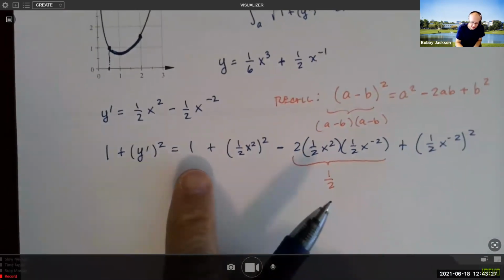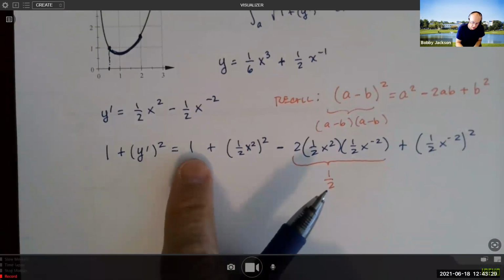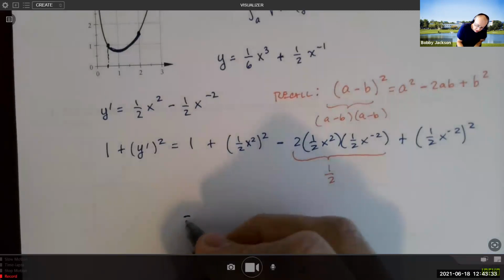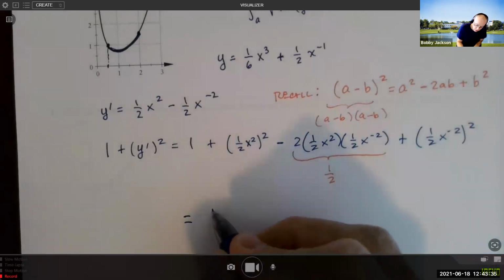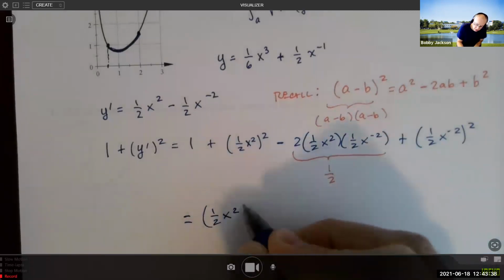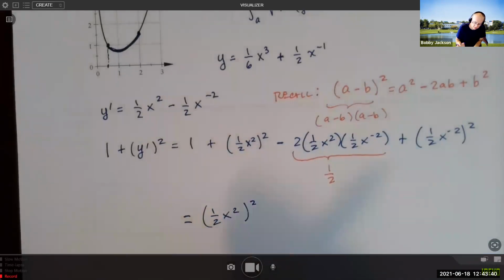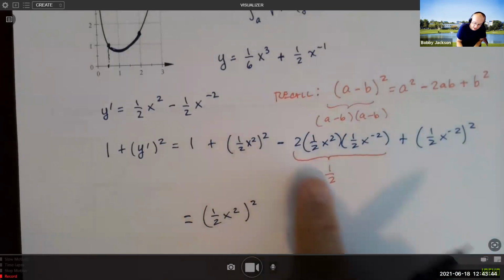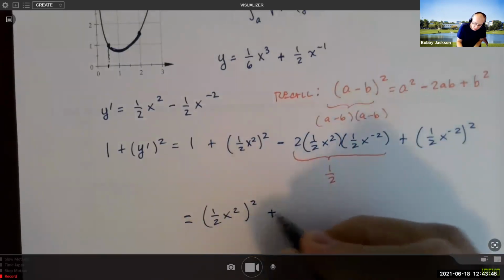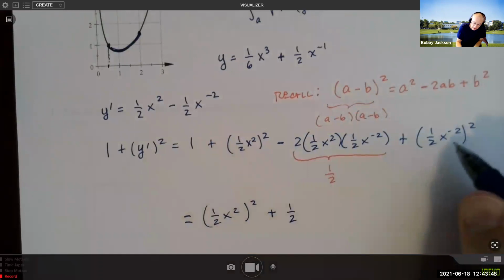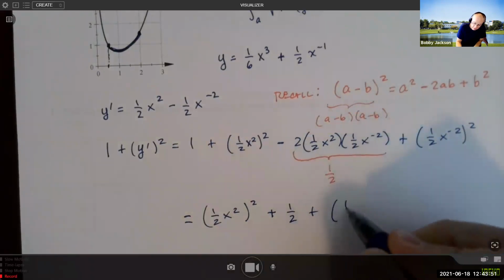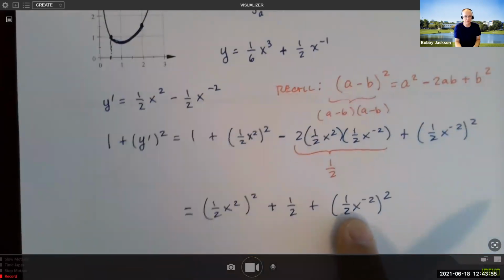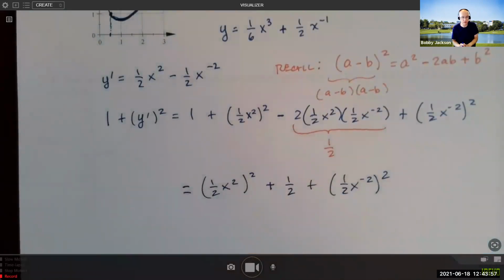But I can simplify now because 1 minus 1/2 is just a positive 1/2. I still have this 1/2 x squared squared, which if you square it out is 1/4 x to the 4th. But I'm going to do 1 minus 1/2 and put it right here. It's plus 1/2. And then we've got this 1/2 x to the negative 2 squared. Again, that's 1/4 x to the negative 4th power, multiplying the exponents. So you could do that.